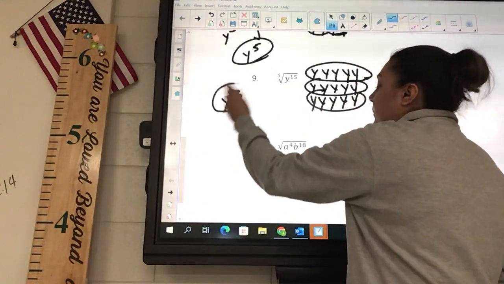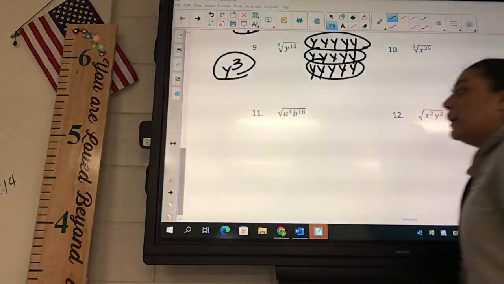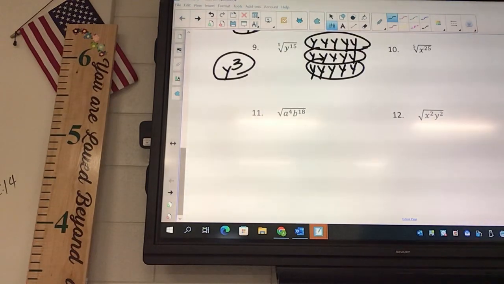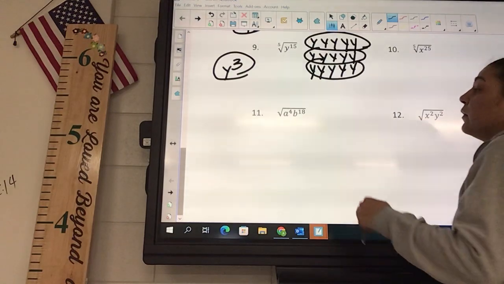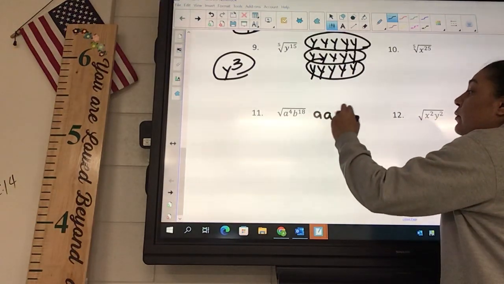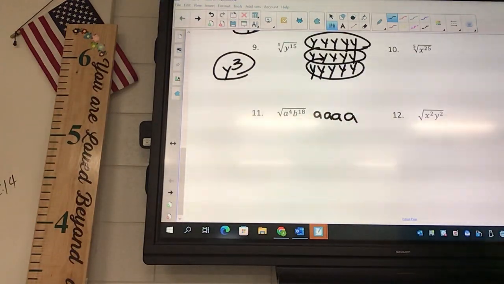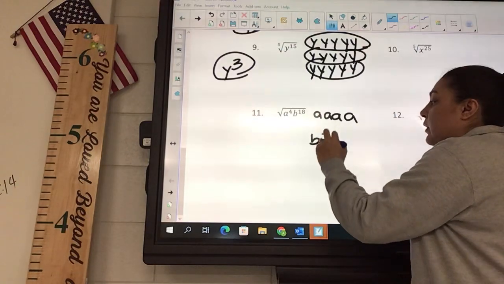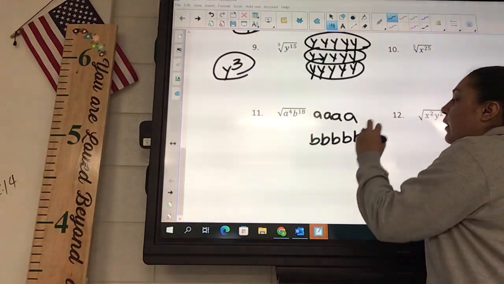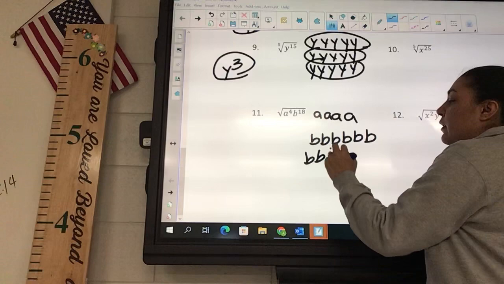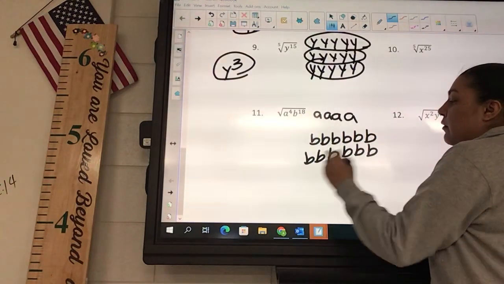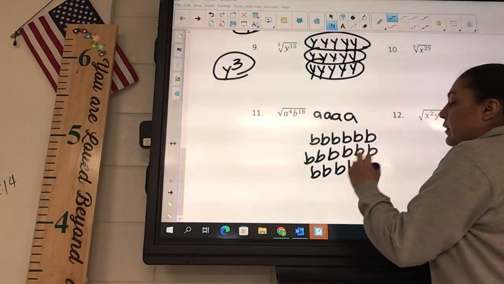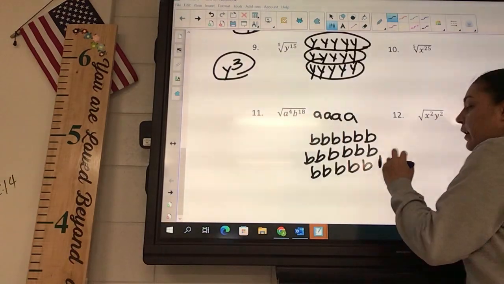Okay, look at 11. Even if you have multivariables, you're gonna kind of treat them the same. So how many A's do I have? 4, I got 1, 2, 3, 4. How many B's do I have? 18. Okay, you can write down 18 if you want to. If you can figure it out in your head, you totally can. 1, 2, 3, 4, 5, 6, 7, 8, 9, 10, 11, 12, 13, 14, 15, 16, 17, 18.